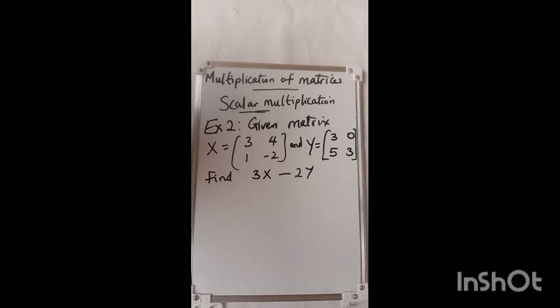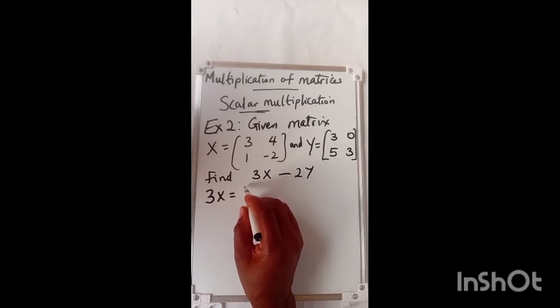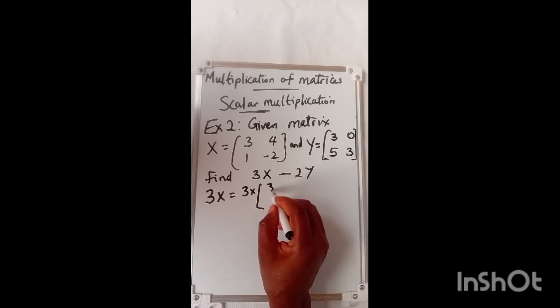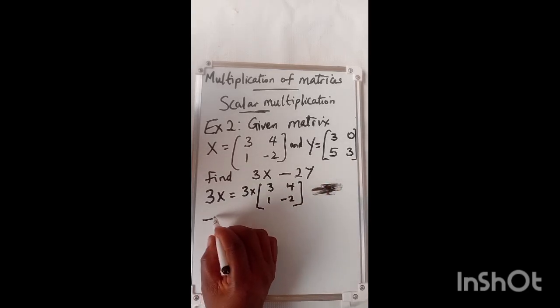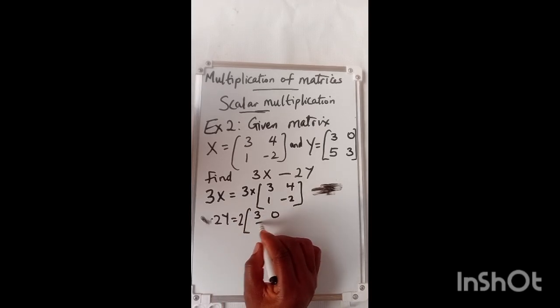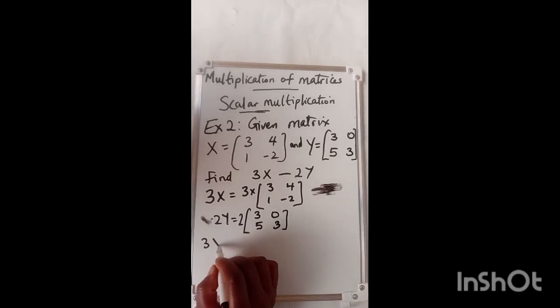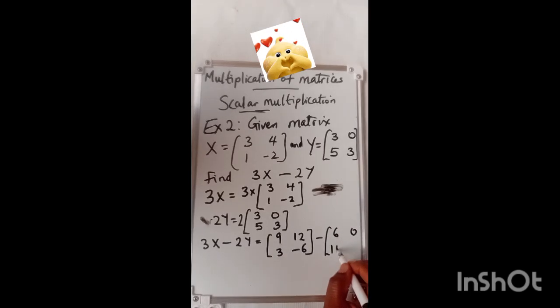Looking at the next example, we are given matrix X and matrix Y to find 3X minus 2Y. 3X gives us 3 multiplied by X, and minus 2Y is the same as minus 2 multiplied by Y. So therefore 3X minus 2Y will give us 9, 12, 3, minus 6, minus 2 multiplied by 3 here gives us 6, 0, 10, and 6.